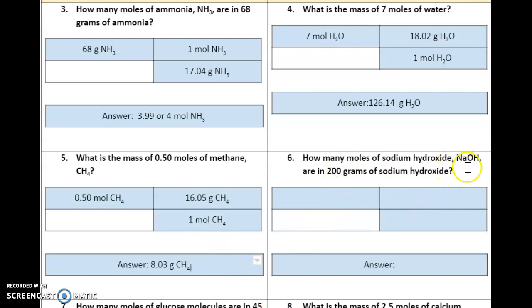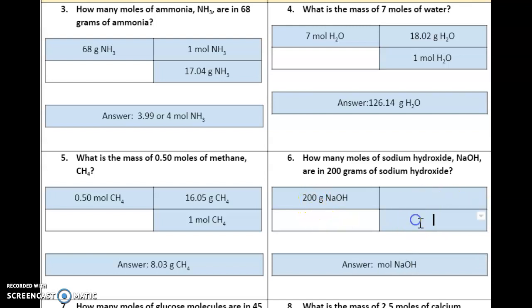Our next one, we have sodium hydroxide. How many moles of sodium hydroxide are in 200 grams? So we're going to start with our given, 200 grams of NaOH, making sure we put capital N lowercase a for sodium, O for oxygen, and H for hydrogen. We need to cancel out grams to get to moles. It's asking for moles, so our final answer will be in moles of sodium hydroxide.